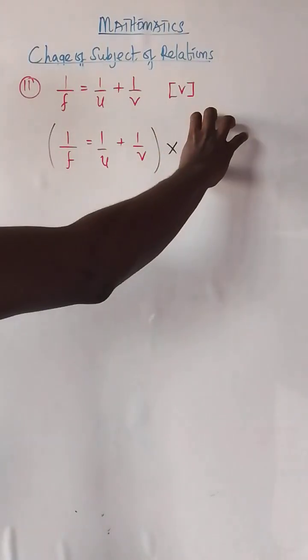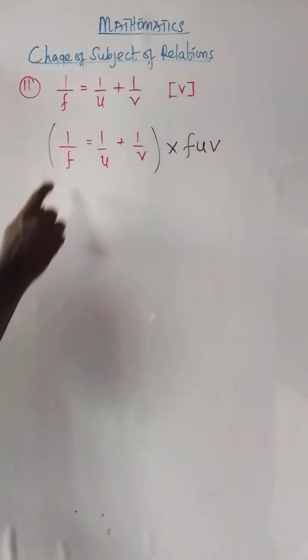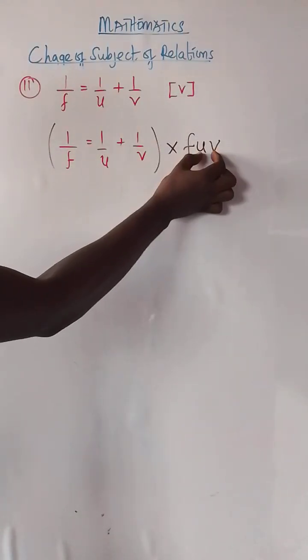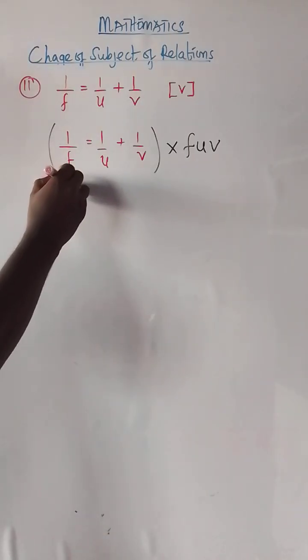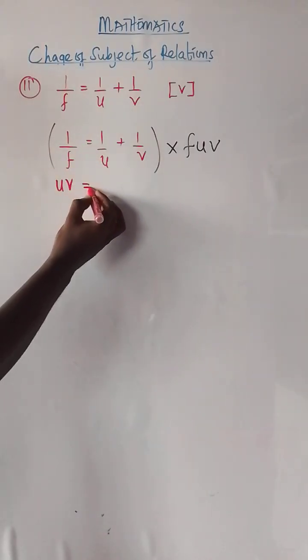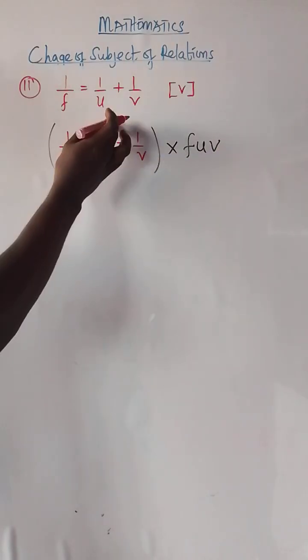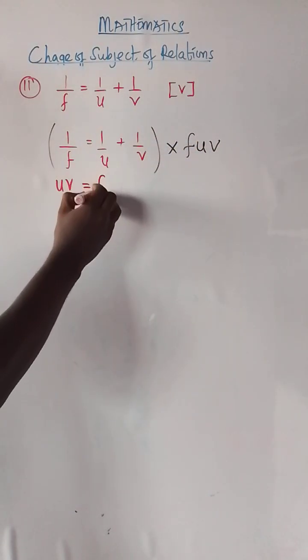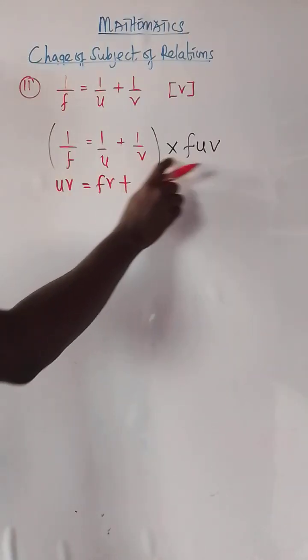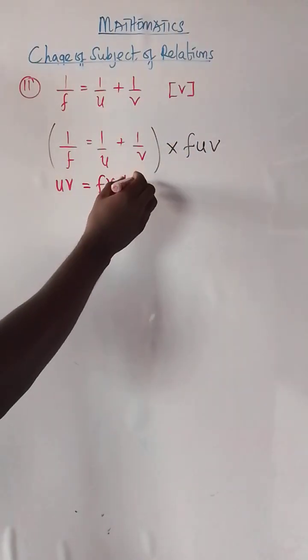So if this FUV multiplies this F, what happens? This F will cancel this F, so we are left with UV. UV multiplied by 1 will give us UV. So here we are going to have UV. Then we have the equality sign here. Now, this FUV multiplies 1 over U. U cancels U, we have FV left. Multiplied by 1, we have FV. Plus, V cancels V, we have FU. Multiplied by 1, we have what? FU.